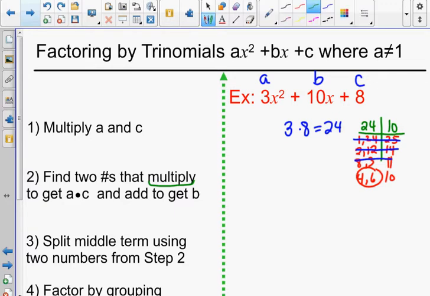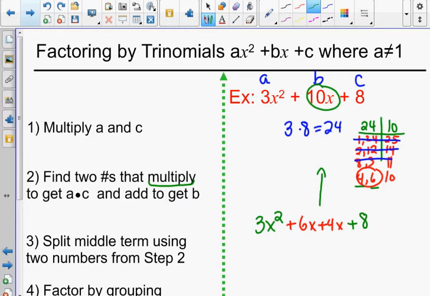So what I'm going to do is split the middle term, this 10x right here, using the numbers that I just found, this 4 and this 6. So I'm going to rewrite this as 3x squared plus 6x plus 4x plus 8. If I was trying to go in the reverse direction, go up and combine these two things, I would get 10x.